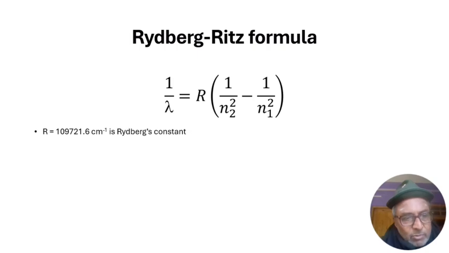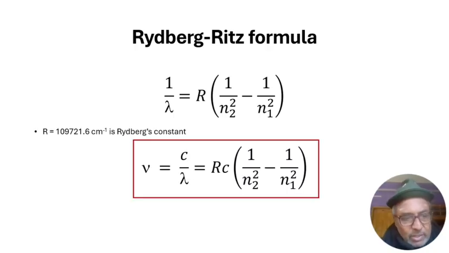The Rydberg-Ritz formula can be written as 1 upon lambda equals R into 1 upon n2 squared minus 1 upon n1 squared, where n1 and n2 are integers, and R is now known as Rydberg's constant. Or in terms of the frequency, nu equals Rc times 1 upon n2 squared minus 1 upon n1 squared, where c is the velocity of light. This finding cannot be explained by classical mechanics, and it calls for a new atomic model, to which we now return.